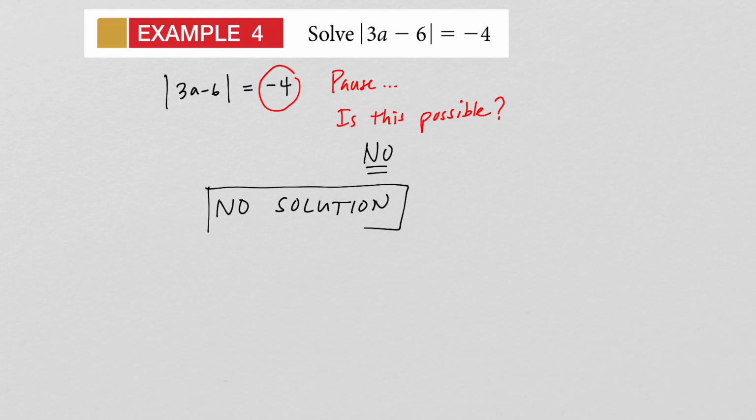And so anytime the absolute value is equal to a negative number, that simply can't be true.